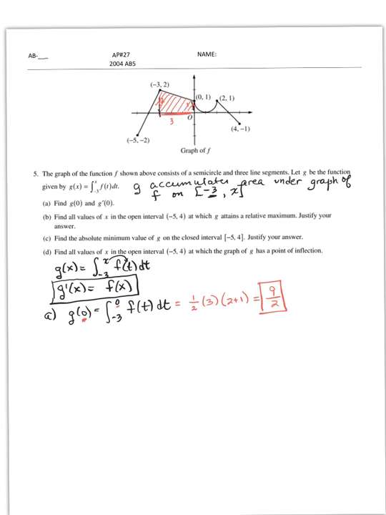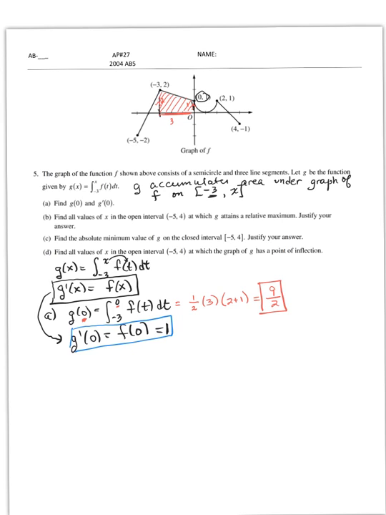Now the next question says find the derivative of g at 0. So because we have this equation, that's the general derivative formula, the derivative of g at 0 is f at 0. And if we look on the graph, we look at what the value of f is at 0, and that is 1. So that answers that question. So let's put a little circle around it. And that completes part A.